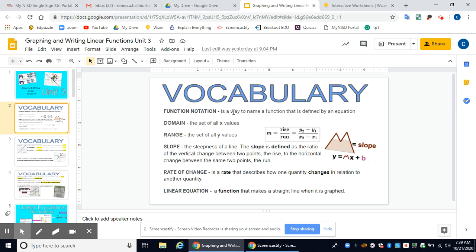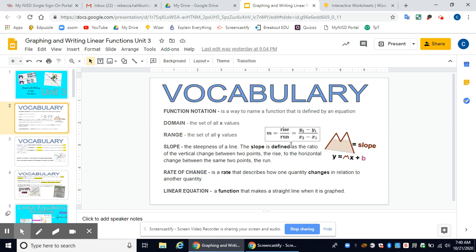Just a quick review. Function notation is a way to name a function that is defined by an equation like f of x equals. Domain is a set of all of your x values. Range is all of your y values. Slope, this is a review. You haven't seen it in a while, but the slope is the steepness of a line, okay? How steep it goes.